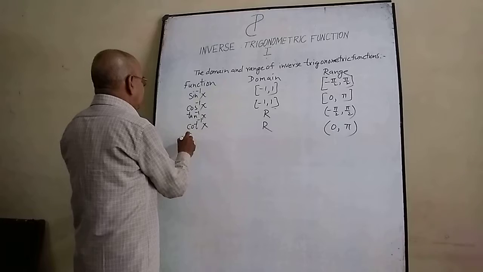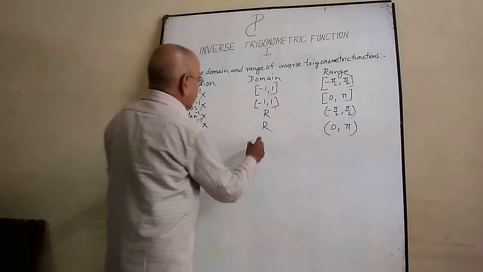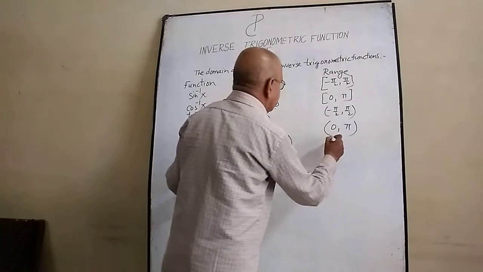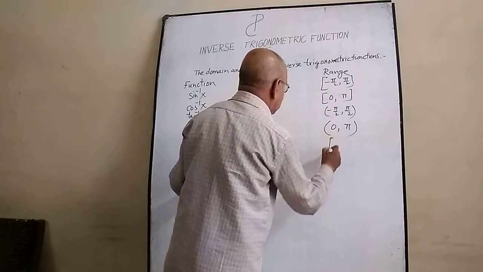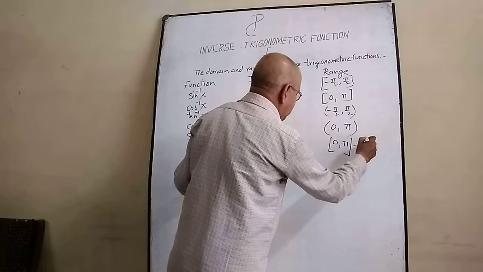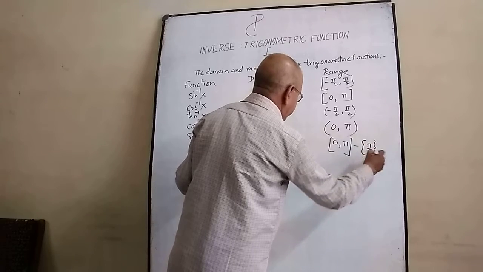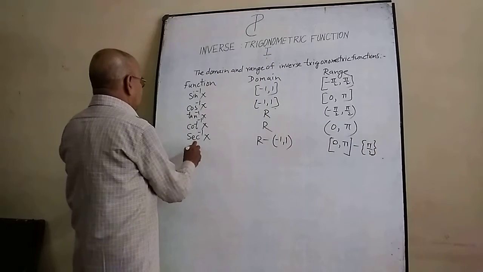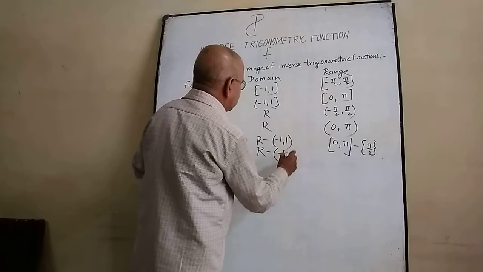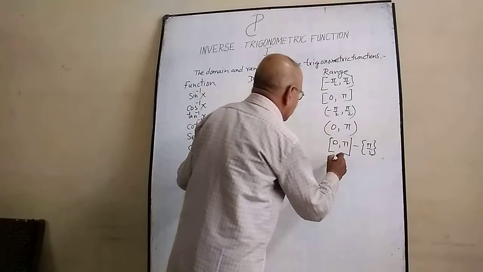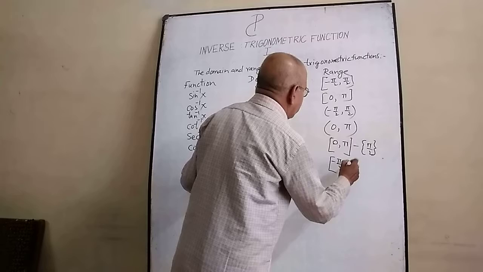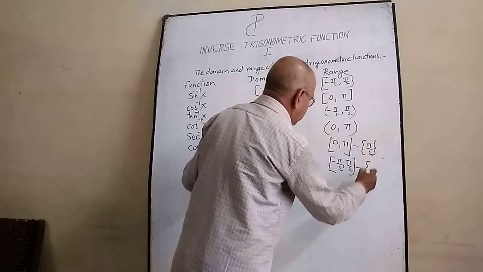And similarly, for the sec inverse x, I will take R minus of minus 1 to 1, and this is represented as 0 to pi and minus of pi by 2. And similarly, what about the cosec inverse x? Cosec inverse x is R minus of minus 1 to 1. This is equal to minus pi by 2 to pi by 2 and minus of 0.